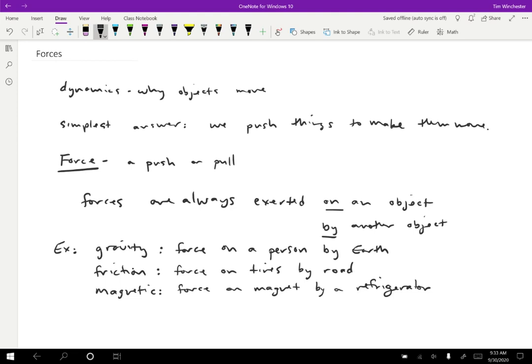Okay, so these are just some examples. And you should always, whenever you have a force, try to come up with what it's on and what it's by.